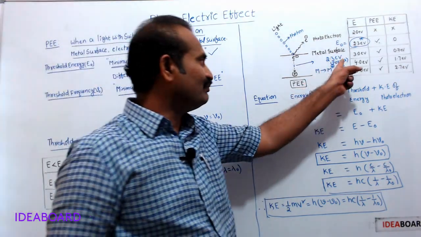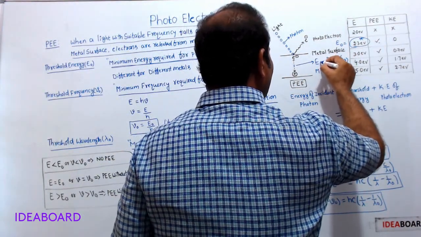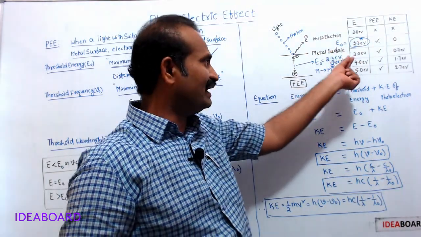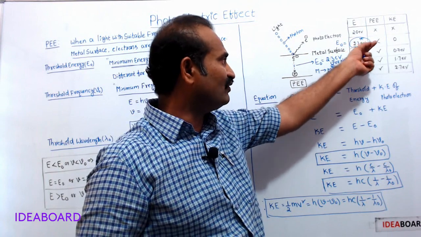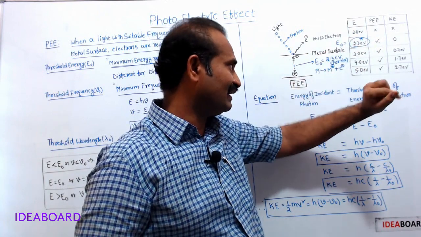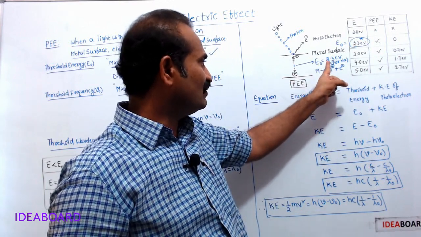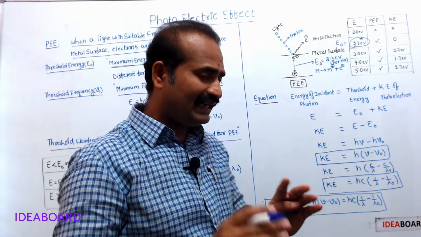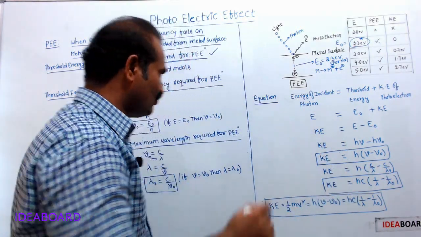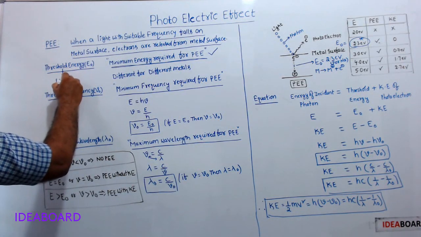In the case of sodium metal, what is the threshold energy? It is 2.3 electron volts. This is the minimum energy required for the photoelectric effect. If the energy is less than this value, there is no photoelectric effect. So in the case of sodium, the threshold energy is 2.3 electron volts. This threshold energy is also called the work function.